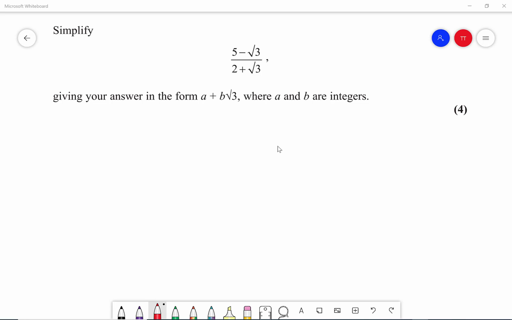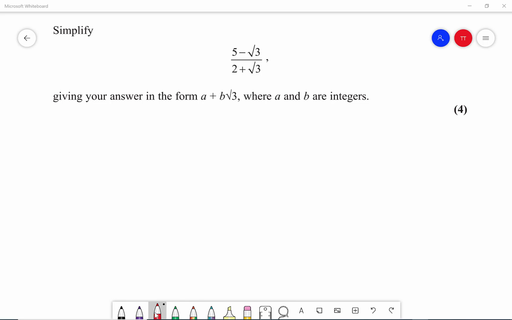In this video, we're going to look at rationalizing the denominator. So when we've got a surd on the bottom, such as 2 plus root 3, for example, the way we get rid of that is we rationalize the denominator. And what that basically means is we multiply the surd on the bottom by its conjugate.